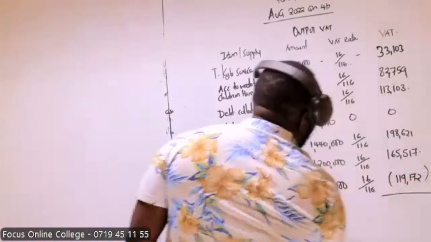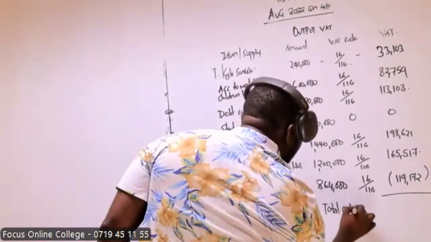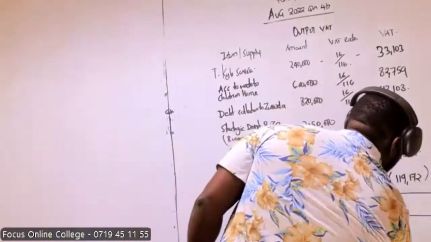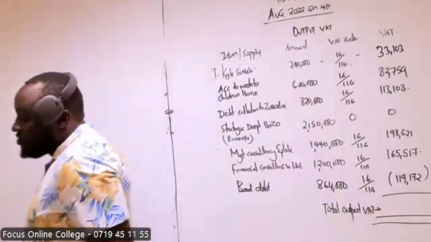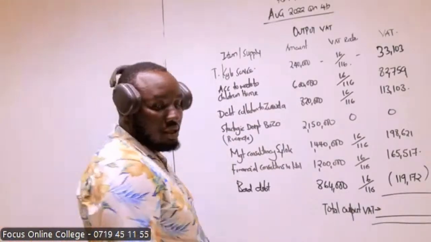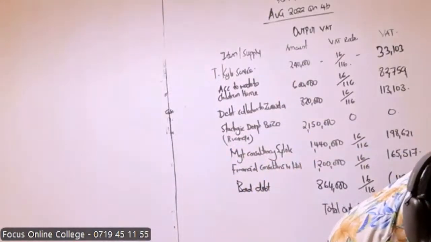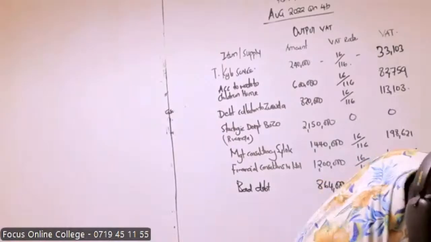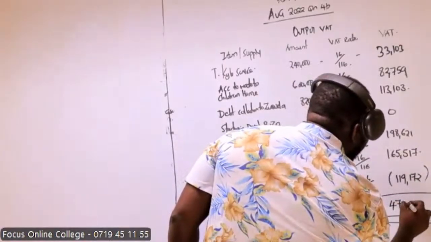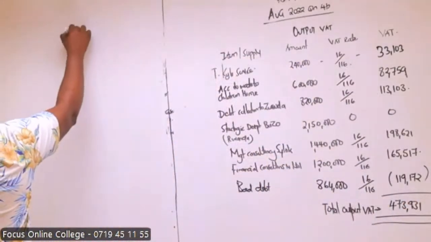So get for me total output VAT. So get for me what's called the total output VAT. So we have it as 473,931. Is that correct? Then you can get the input VAT if that figure is correct.